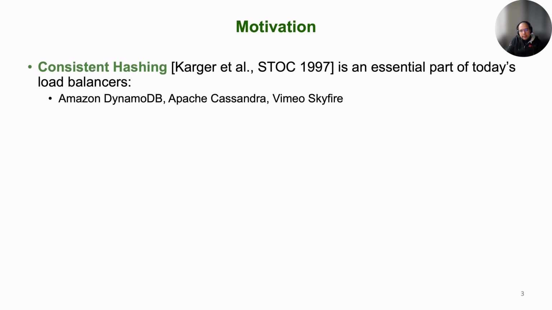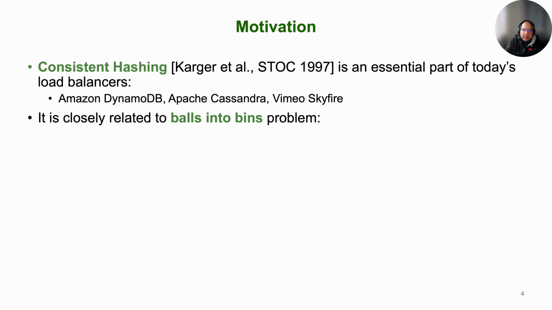So consistent hashing is a traditional problem when we talk about load balancers. This problem has been studied for the last 30 years or so, and it has been used extensively in industry, for example, in Amazon, Apache, VMware, and so on. In this talk, we are mostly going to focus on the theoretical aspect of it, but we will get back to the practical aspect again at the end of the presentation.